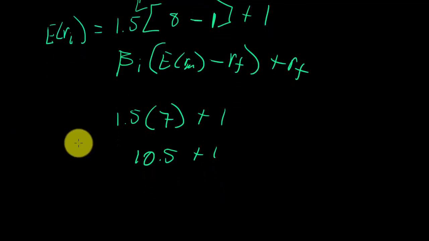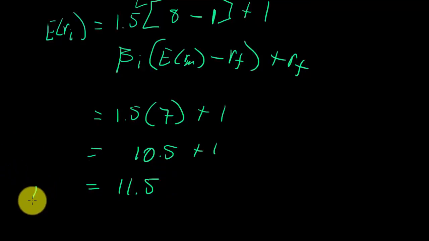And that gives us a return of 11.5. So my estimation wasn't all that far off. The expected return of the stock I should be 11.5%. Now this is critical when you're looking at a whole bunch of different stocks. And let me show you why.